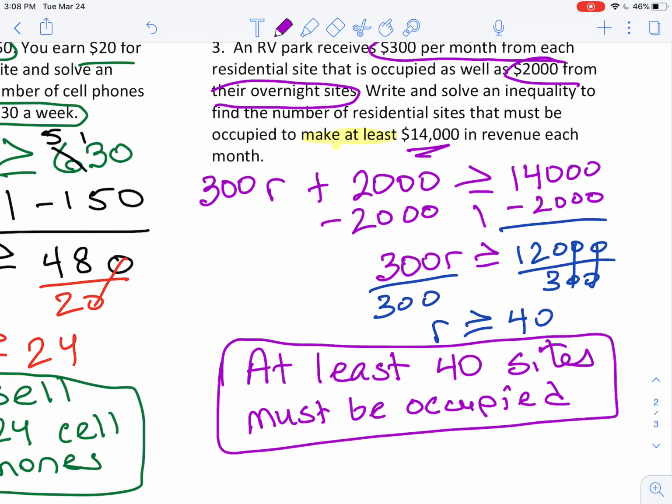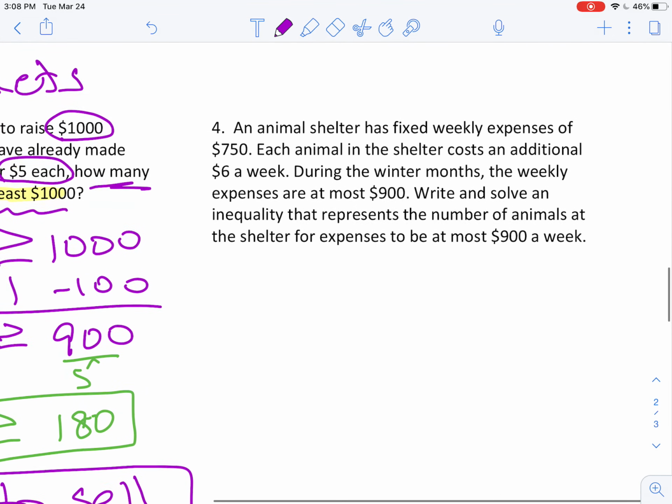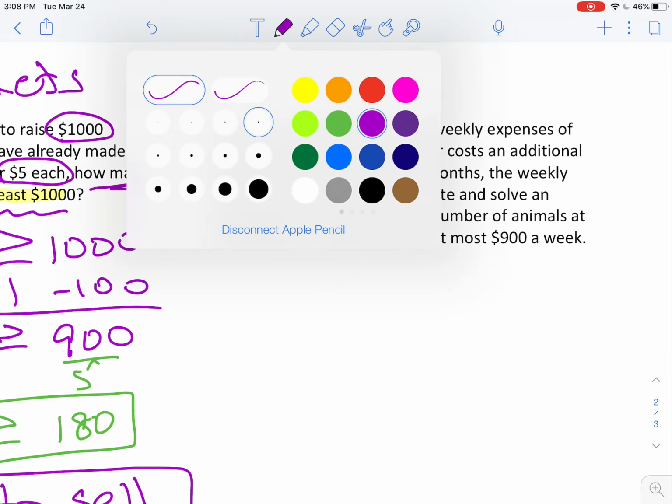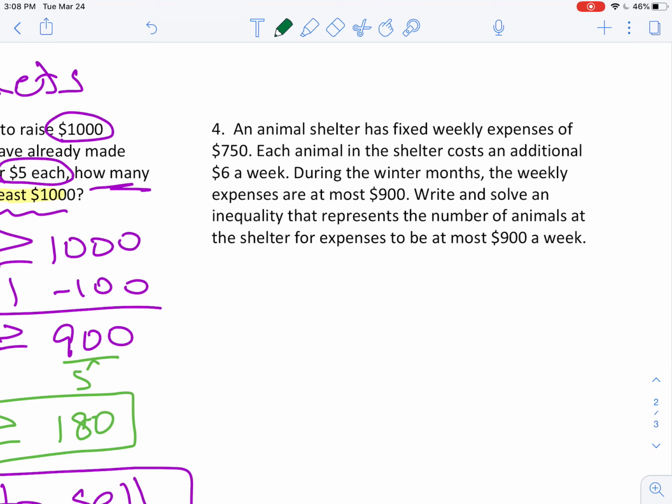We're writing complete sentences because it's a word problem. All right, last one we're going to do today. So hang in there. I'd really like you to try this without my guidance. So read it and then come back, turn back on the video, and see how you do.